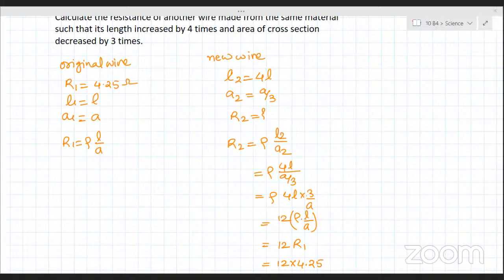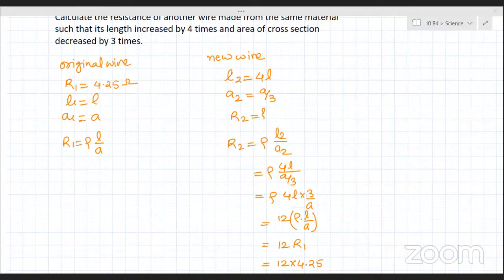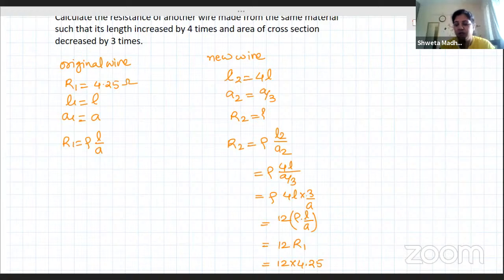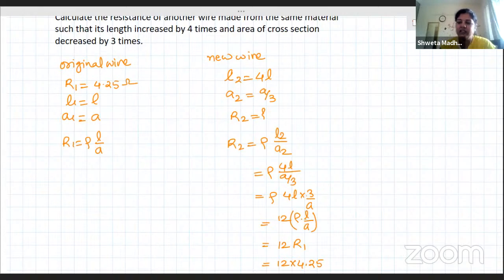Ma'am, if the length is increased by 2, then the area of cross section will be halved, right? If the length is doubled, then the cross section area will become half, only when it is stretched to double. It is drawn out, stretched. If length is double, then obviously area will decrease by 2.